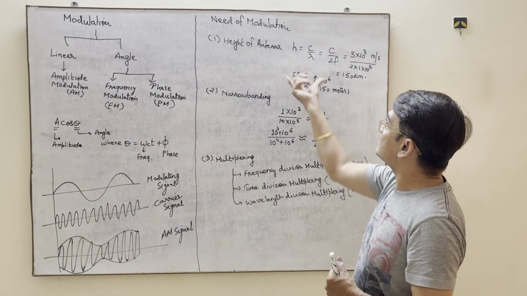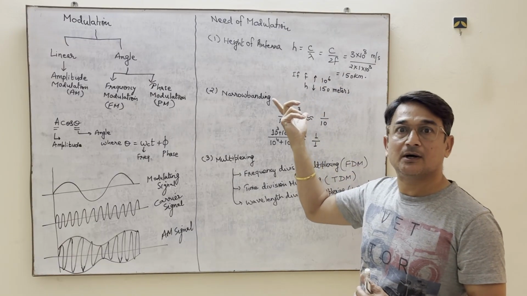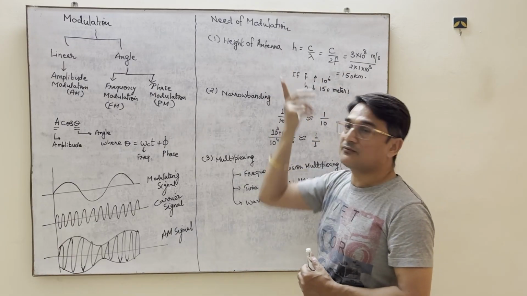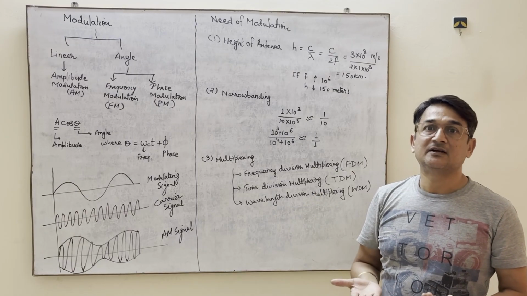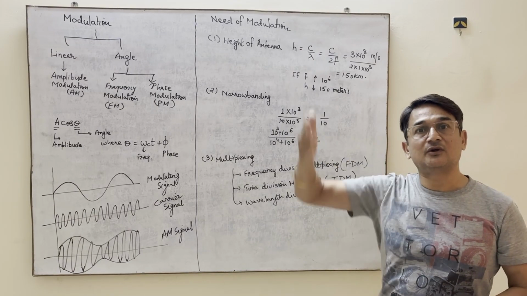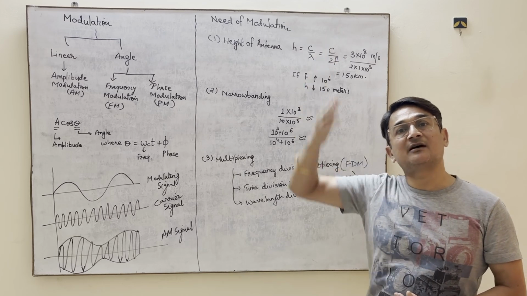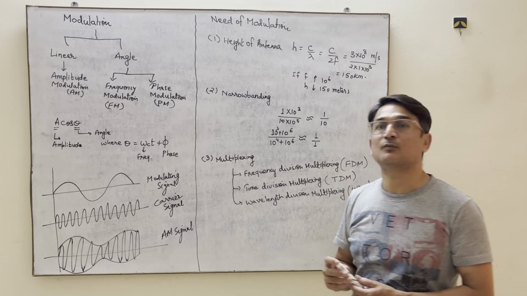I hope this example gives you a better idea of the concept of height of antenna, and why we need modulation. Otherwise, it is not practical, as you would have to maintain a 150 kilometer height antenna, which is not possible.